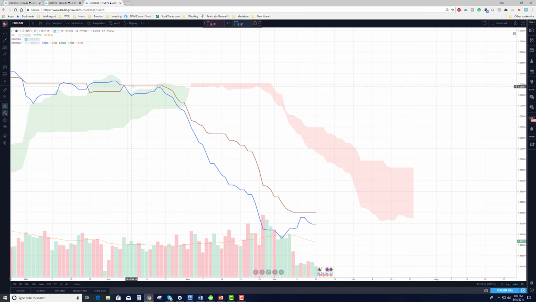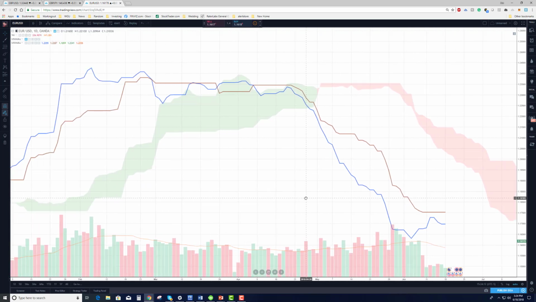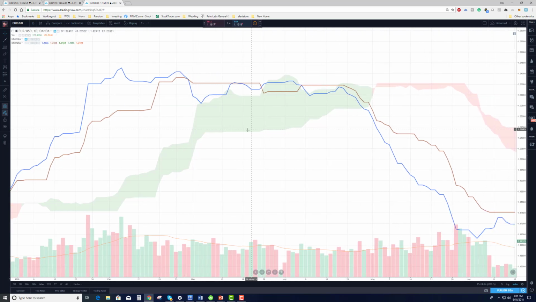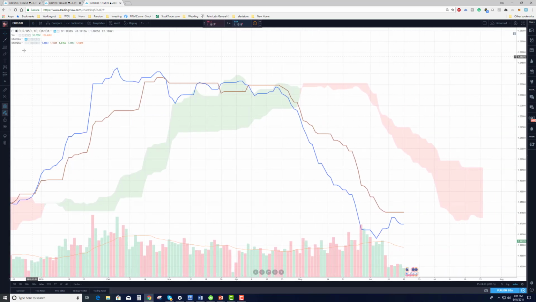So right now the cloud is red because the conversion line is below the baseline. This is moved forward 52 periods. So the current activity of the conversion line and the baseline is moved forward in time 52 periods. And back here we can see that the cloud is green because the conversion line is above the baseline. You can see the same shapes form as we move forward. There's a little bit of a deviation in the graphic component here, but that's all we need to know.